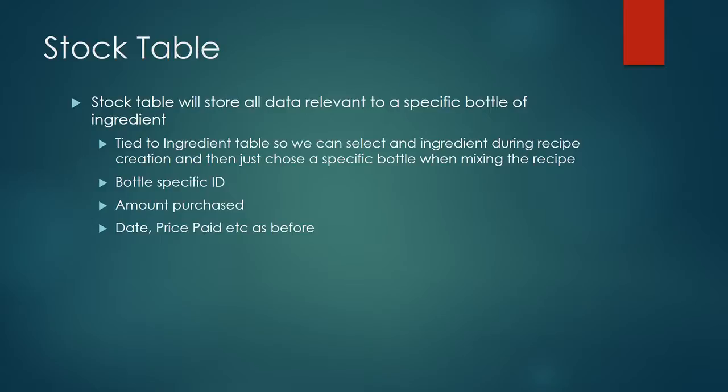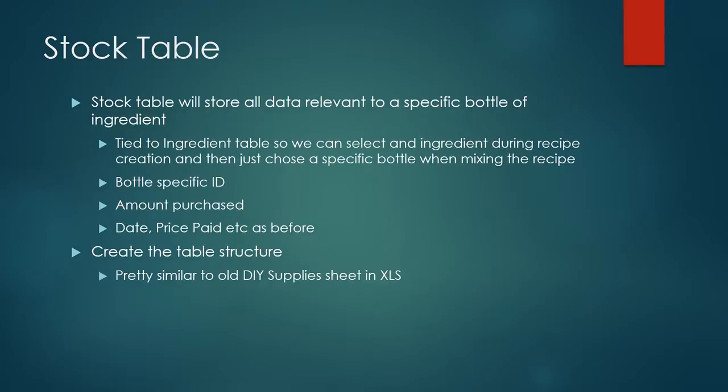Obviously we need to know the amount, or the volume that we've purchased, so that when we've consumed some by making a mix, it can keep track of how much we used. We'll also have some other information in there, like the date and the price, so that we can work out some costings. So we need to actually think about how to create this structure.